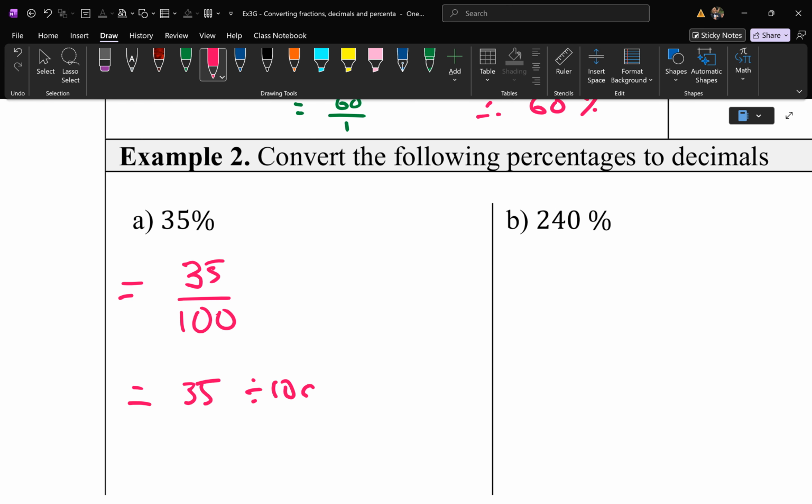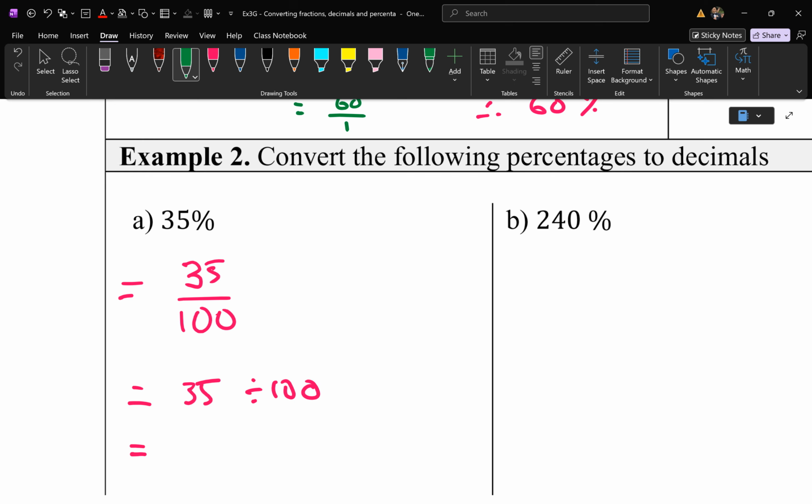Divide. But we literally just learnt how to multiply and divide by 100. What's 35 divided by 100? How do you do it, Harley? How do you do 35 divided by 100 quickly? Remember the moving in decimal places? Yes, but where do you move it? Left or right?